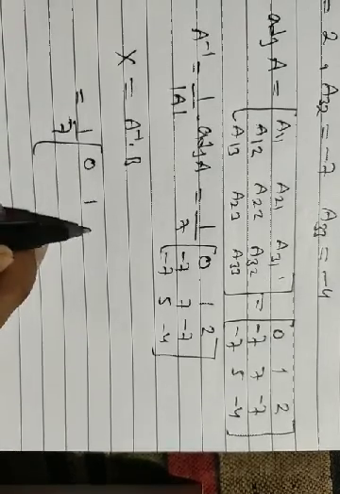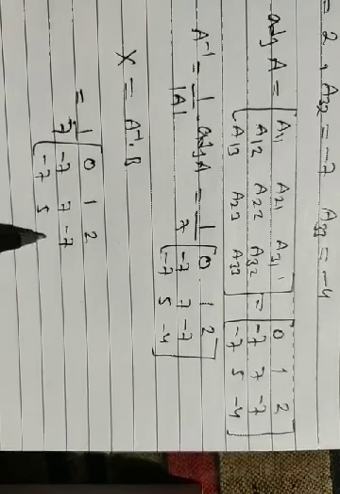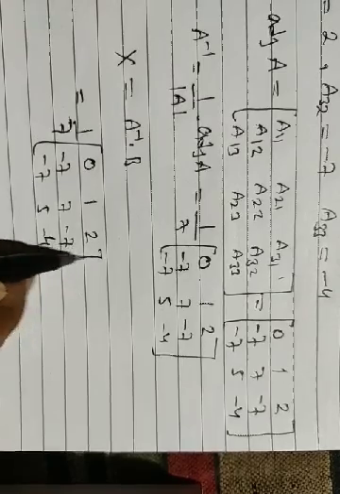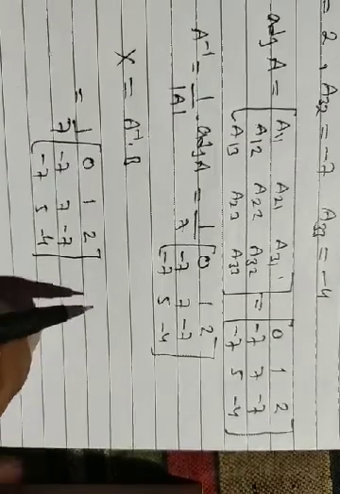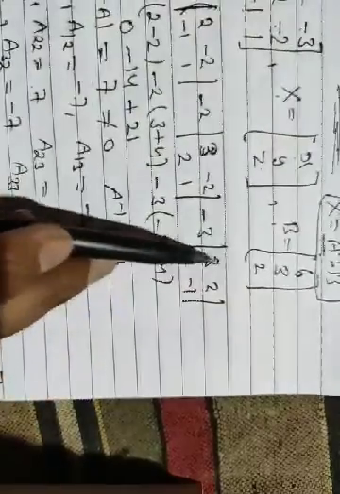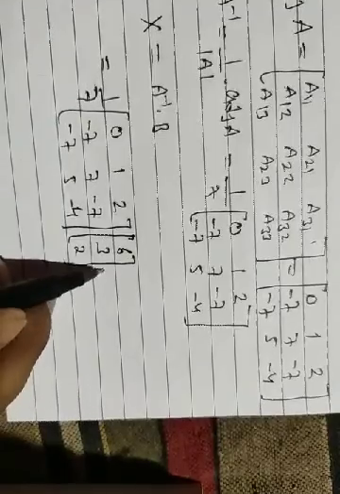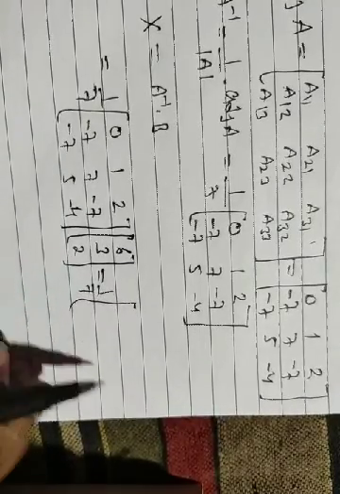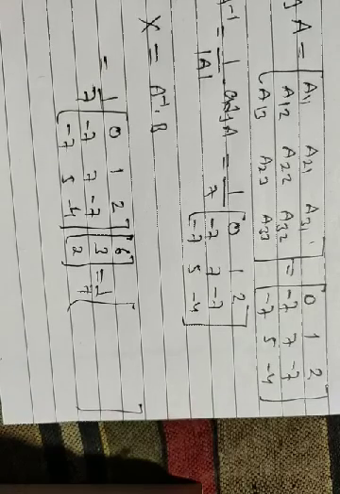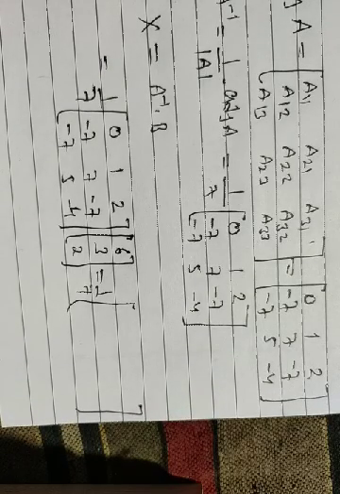Then what is our A inverse? Our A inverse is 1 by 7, 0, 1, 2, -7, 7, -7, -7, 5 and -4. And our B is 6, 3, 2. Now we are going to multiply it. Write down 1 by 7. Then we use the multiplication of matrices.